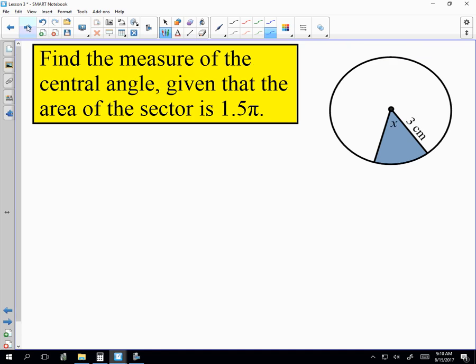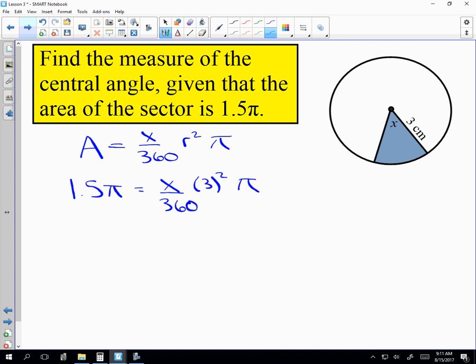Okay, now, next example here, find the measure of the central angle given that the area of the sector is 1.5 pi. So once again, we're always starting with our equation. Plug in what we know. We know the area of the sector, 1.5 pi. We know that we have x over 360. We have our radius is 3 squared, and then we've got pi. Okay, so once again, this is what we call a solving problem because we're trying to get x by itself. It's not an evaluate where we have everything on one side and we're just trying to put it all together.